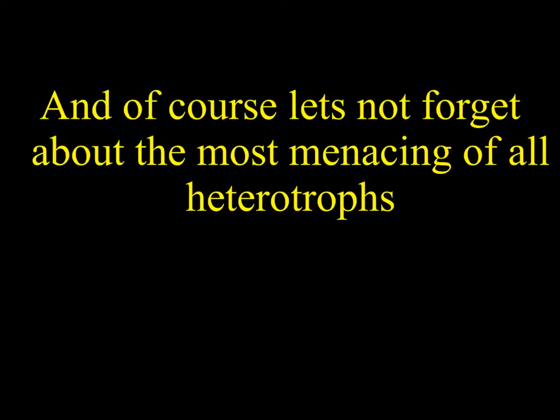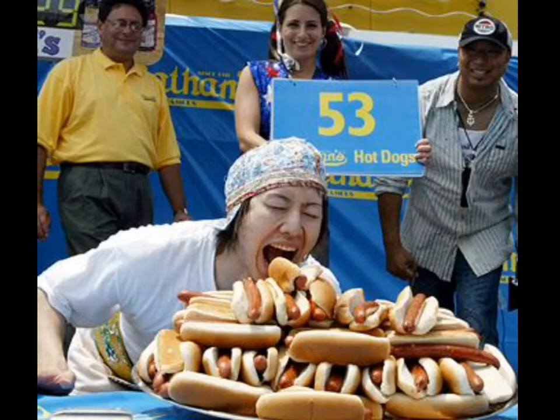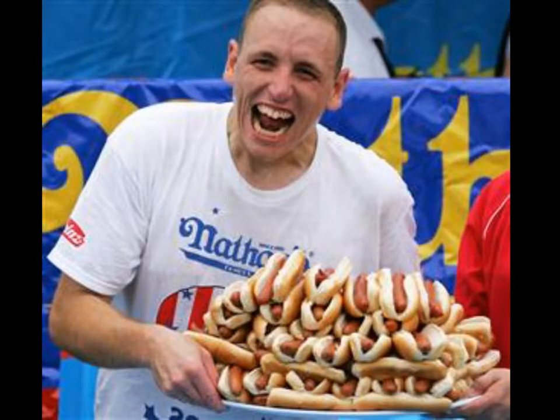And of course, let's not forget about the most menacing of all heterotrophs. So think for a minute, what would that be? The organism on the planet that's a heterotroph and eats the biggest diversity of things. Well, that would actually be human beings. It's not even close. Humans, because we're all over the planet and we have such a varied diet, we eat all sorts of things. This, of course, is the picture of Kobayashi, but he's replaced by this guy. I forget what his name is, but he's the new champ, as far as I know, of the hot dog eating contest. So that's the end of this video.